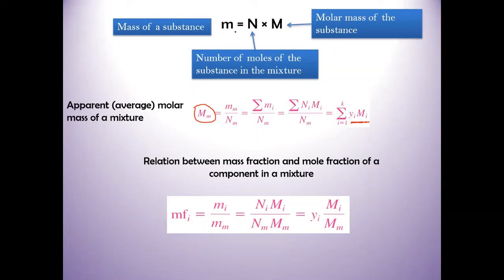And you can easily, using this equation over here, you can find the relation between mole fraction and mass fraction. So mass fraction of each component is the number of moles of that component multiplied by molar mass of that component divided by that for the mixture. So this part is mole fraction of the component i.